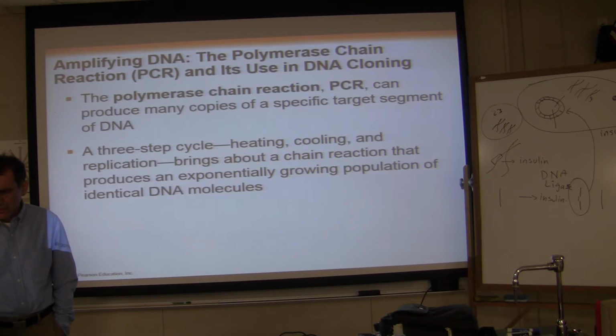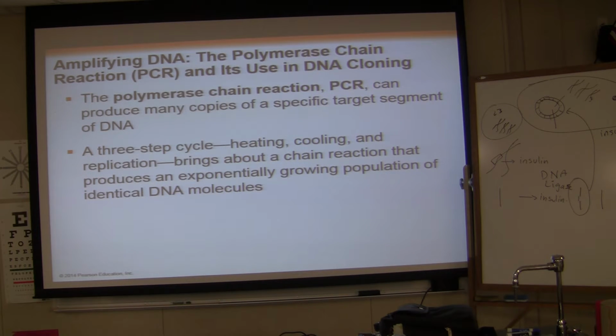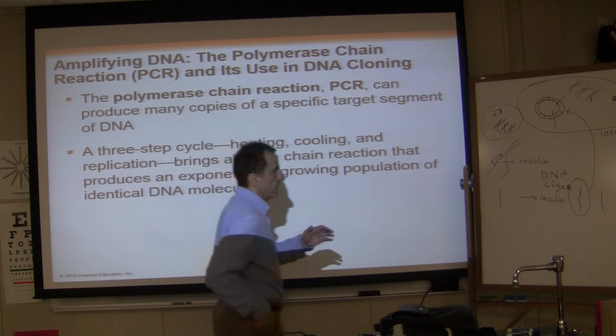I thought these were automated machines. Amplifying DNA, the polymerase chain reaction, the PCR, is used in DNA cloning. The person who came up with the polymerase chain reaction was from Berkeley. I wish I would have put his name up here. I keep forgetting, his name was Mullis. But anyhow, he can produce many copies of a specific target segment of DNA. A three-step cycle of heating, cooling, and replicating brings about a chain reaction that produces an exponentially growing population of identical DNA molecules. Okay, are you with me?